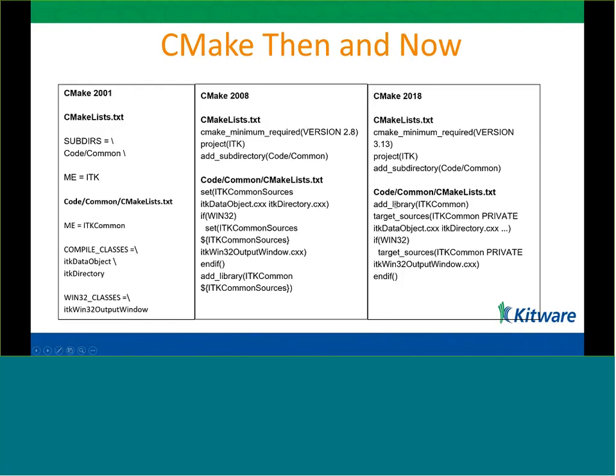You create a library and then you're telling it what the source is, and then I can say if I'm on Windows I want to add this extra source file, instead of having to use variables that, if you misspelled them or something, it wouldn't necessarily know what to do. But in this case, the target name has to exist, or you'll actually get a hard error.